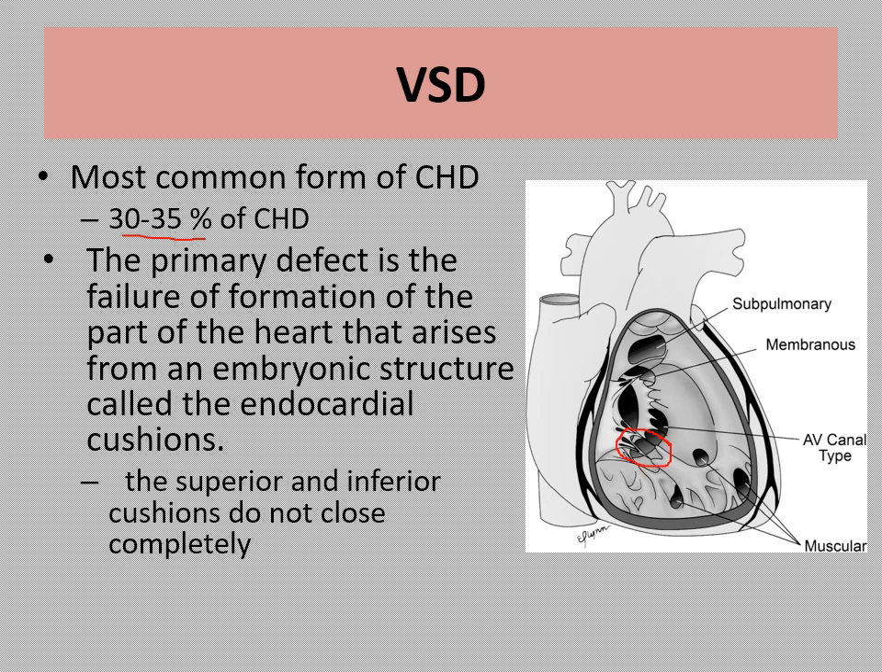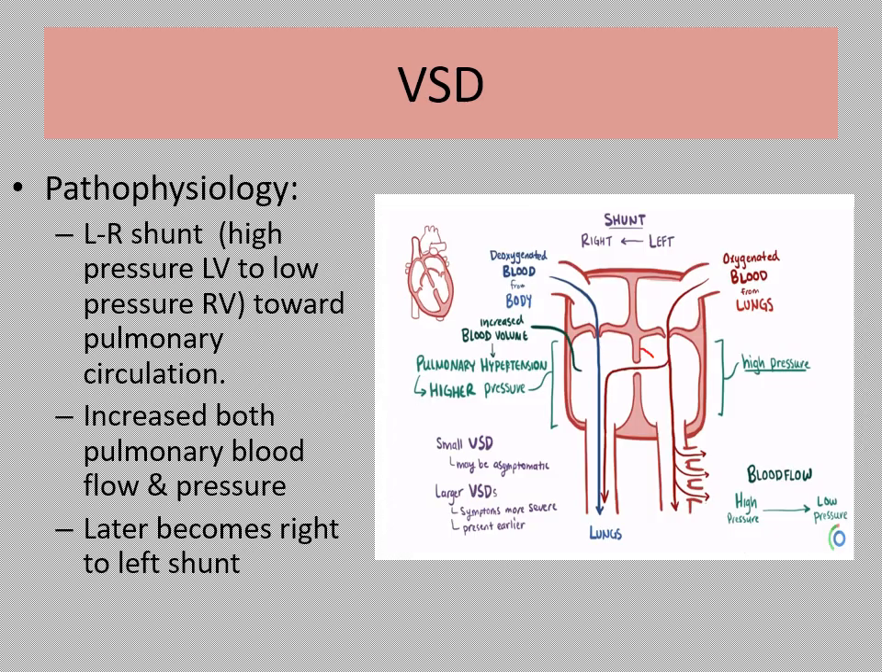As you can see here, the bottom and upper layer of the heart does not close completely. Okay, the superior and inferior portions do not close completely, causing the gap, which is the main reason for this disease. So what happens when there's a gap here in ventricular septal defect?